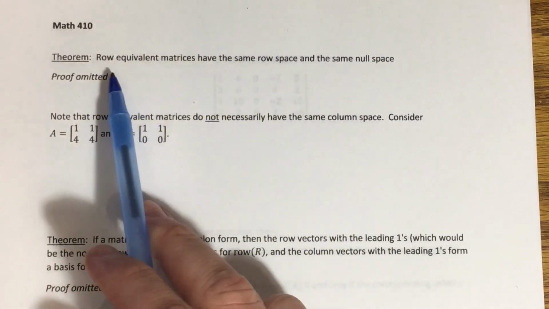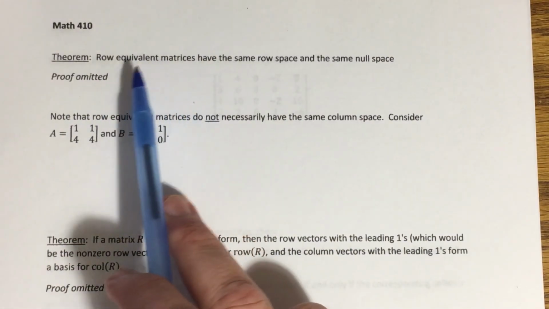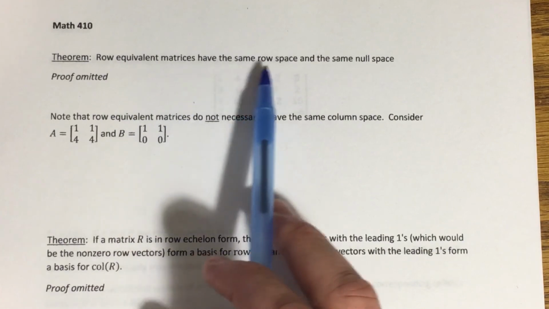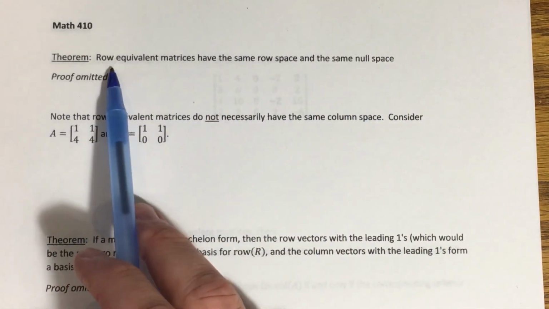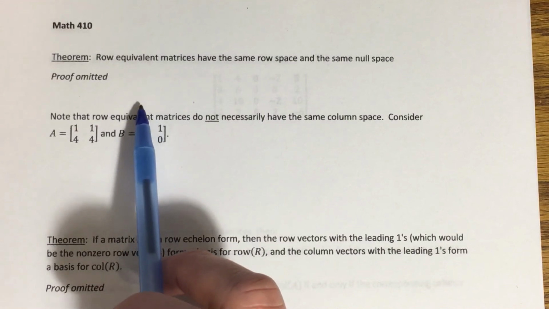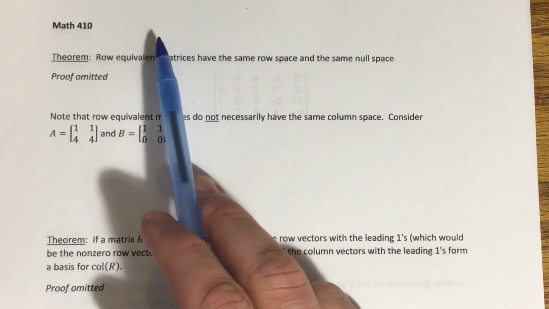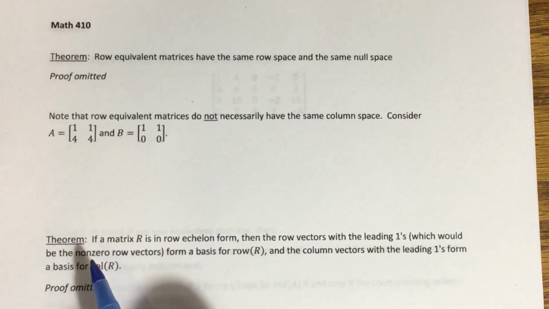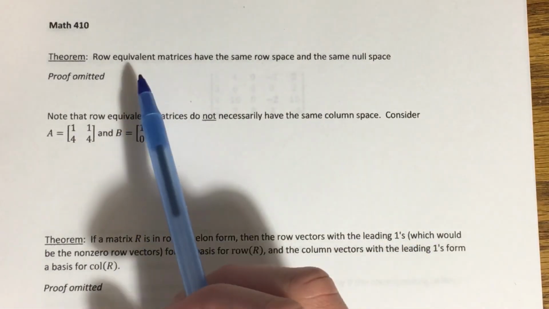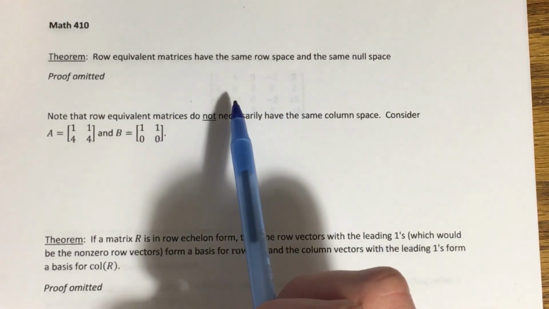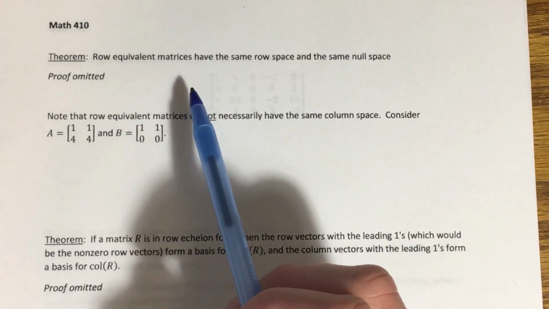So this first one: row equivalent matrices have the same row space, and they'll also have the same null space. And just a reminder, row equivalent matrices are two matrices where one is obtained from the other after some series of elementary row operations. So if you think about the row operations, for example, let's just think about the row space for a second. Think about any of those three row operations.